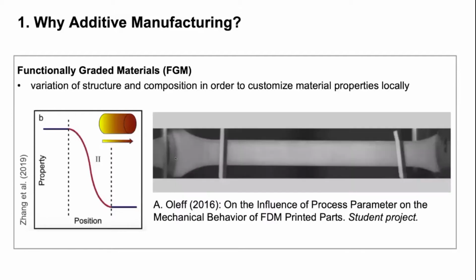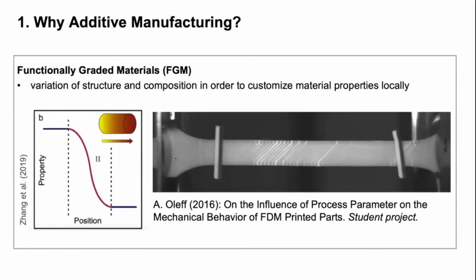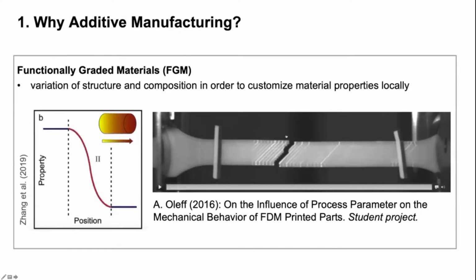An example of how the process influences the final part properties can be shown in this video. It's fused deposition modeling. A filament is deposited in this direction shown here. We see now these white stripes. This is actually where the part fails. So the process has influenced the part properties.